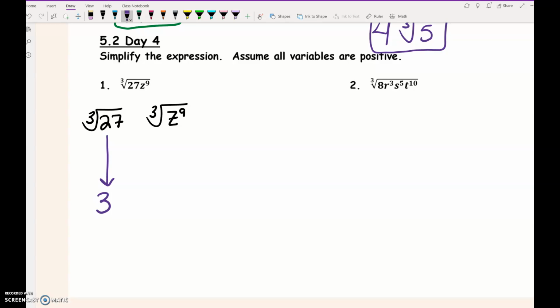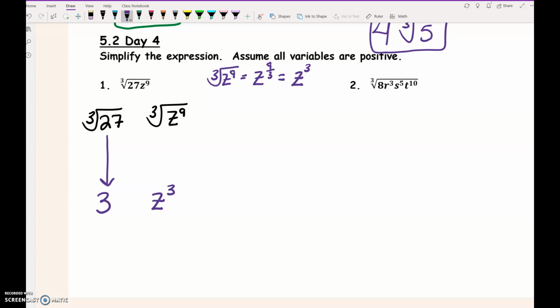There's like 5 different ways that you can think about this. I think 5. We'll see. One way is the third root of z to the ninth is the same as z raised to the 9/3. The exponent becomes the top of the fraction, the index becomes the bottom of the fraction. What does the fraction 9/3 simplify to? 3. So this becomes z to the third.